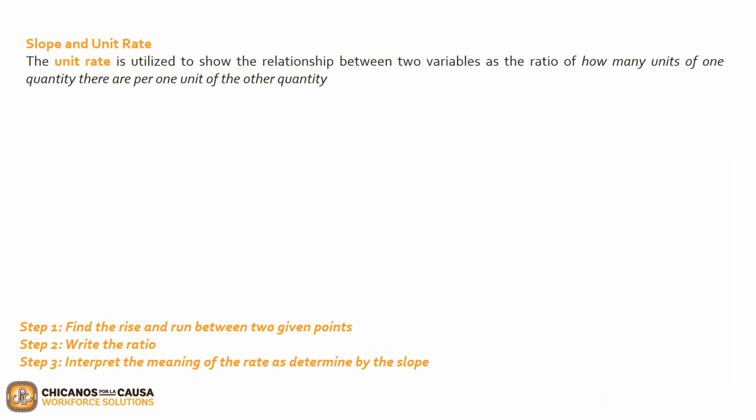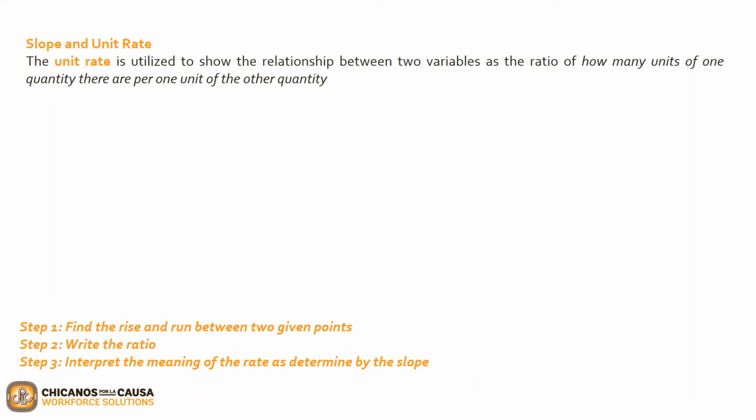Alrighty, so this particular chapter is a little bit longer, so we do have a different section. So now we're going to speak about slope and unit rate. So the unit rate is utilized to show the relationship between two variables as the ratio of how many units of one quantity there are per 1 unit of another quantity.